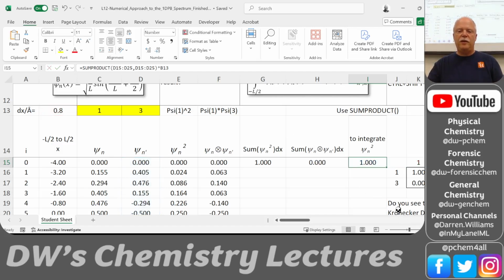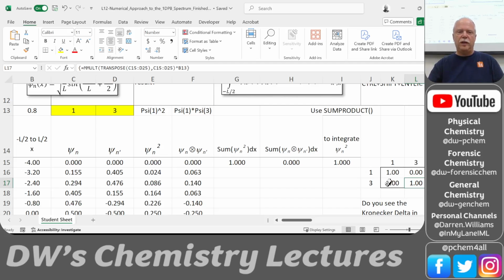Or then you can use matrix multiplication. So this one over here is matrix multiplication. And you can see inside this matrix M-mult, transpose, and so on. And we'll explain what the transpose is doing in the lab next week.